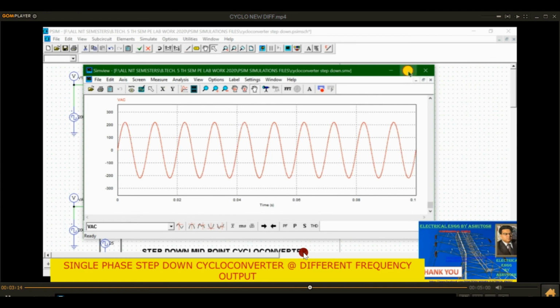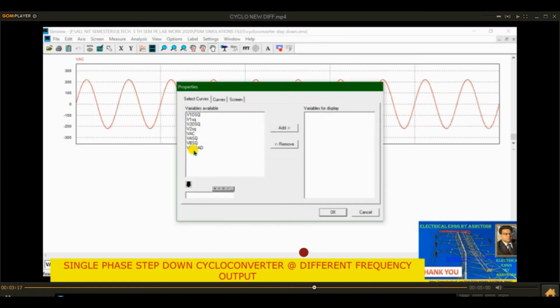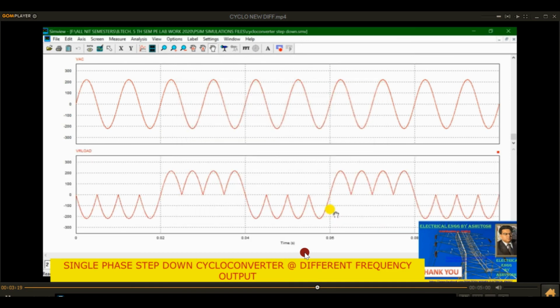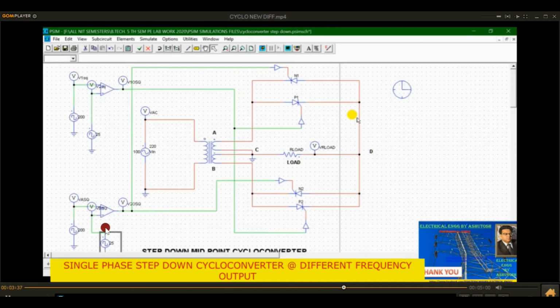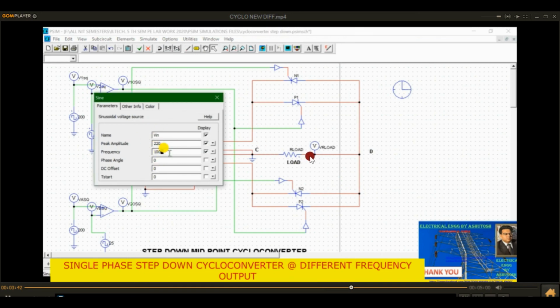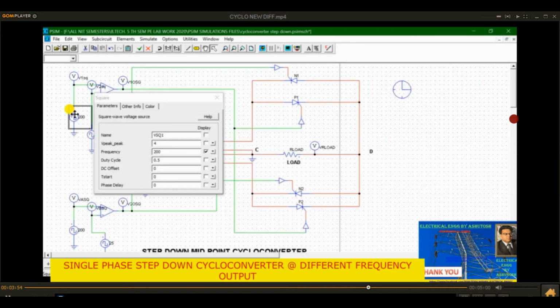So this is the AC input signal, and then see the output waveform across the load. You will see it is 1/4. It has 1/4 of the input frequency. So the output frequency becomes 1/4 of the input frequency, because there are 4 half cycles. You can also change from 100 to 200. I think it will now be 1/6 or 1/8. We will see.